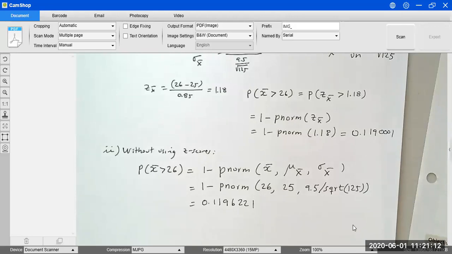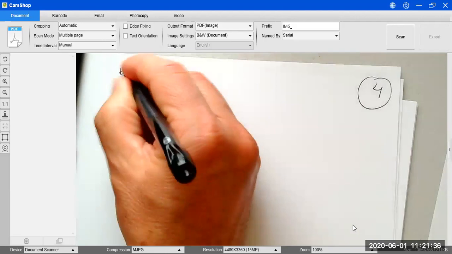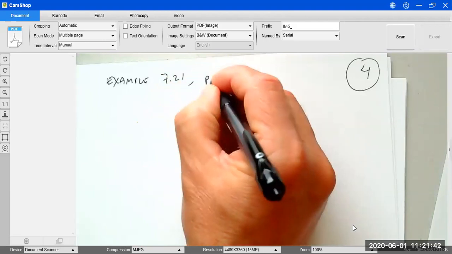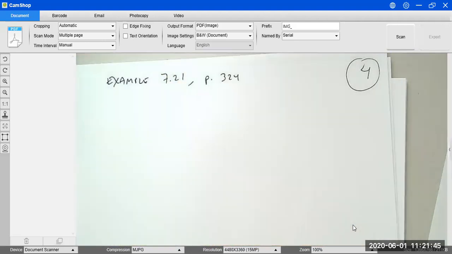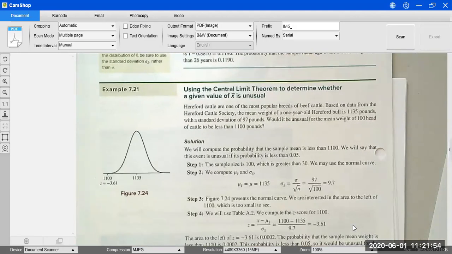So we're going to solve one more problem, and then you're going to have the opportunity to work on 3 problems from the corresponding section. So now we're going to solve example 7.21 on page 324. So let's read the problem. The problem is here.